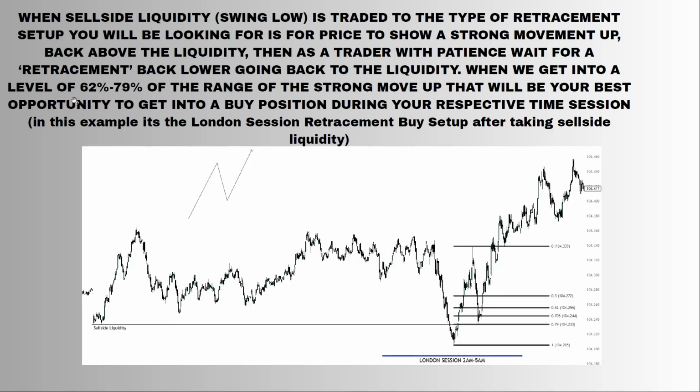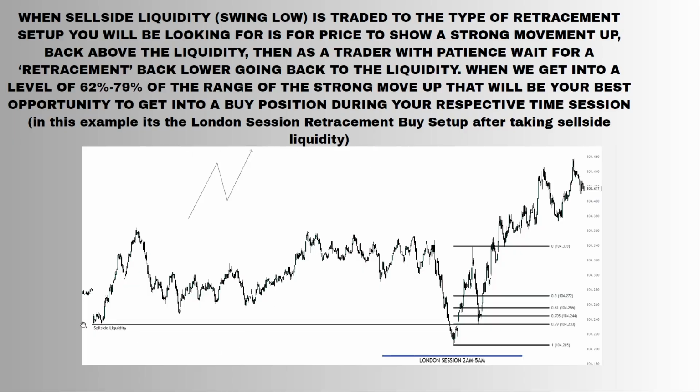When we get into a level of 62% to 79% of the range, so the range from this low to this high, we're looking for a nice range of the strong move up. That will be your best opportunity to get into a buy position during the respective time session. In this example, it's the London session retracement buy setup after taking sell side liquidity.